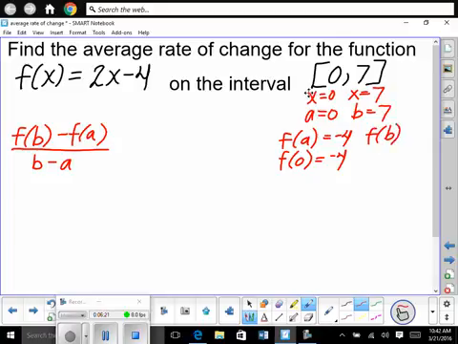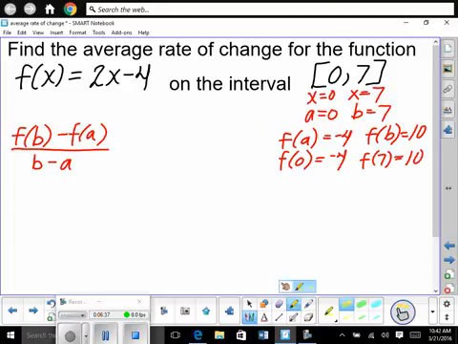What's our function at b? Isn't that what that means? So what's our function at 7? Let's figure out what that is. So our function at 7, guys, we're plugging in, that's f of 7. So 2 times 7 is? 14. 14 minus 4 is? 10. So f of b is 10, right?